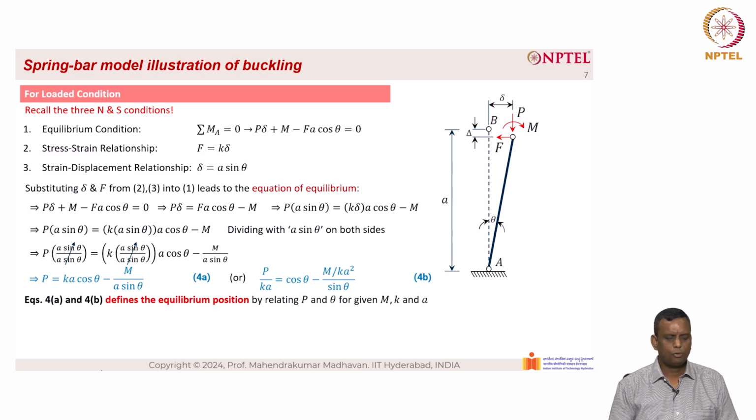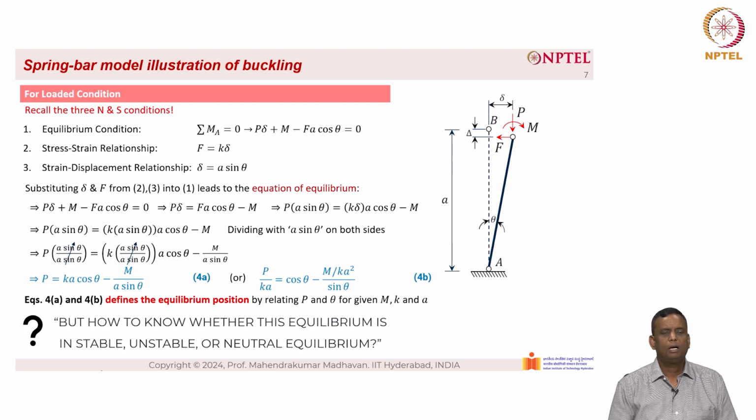So equations 4a and 4b define the equilibrium position by relating P and delta for a given moment M, for a given stiffness K and the length of the bar A. But how do we know whether this equilibrium is stable, unstable or neutral? This can be achieved by using what is known as the perturbation technique, which we studied in the last class as well.